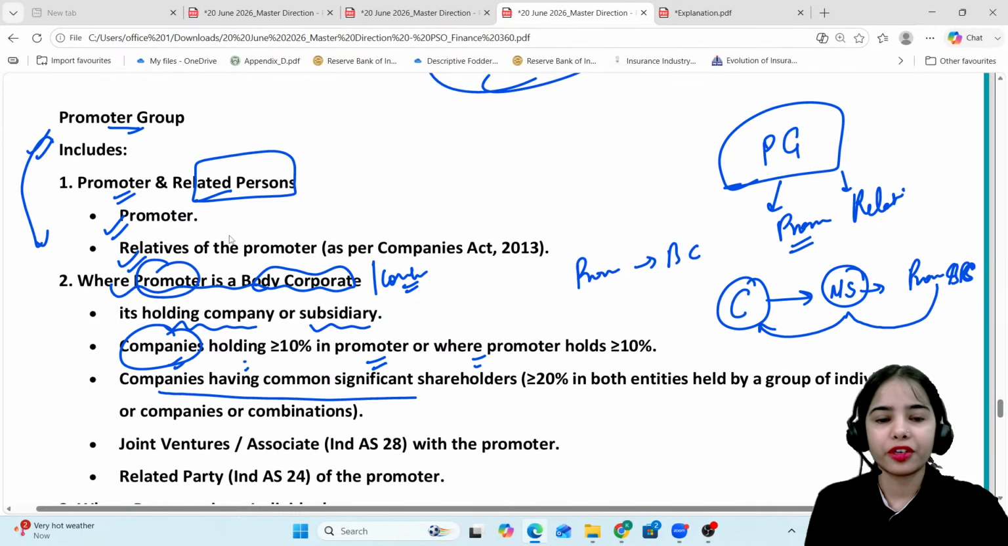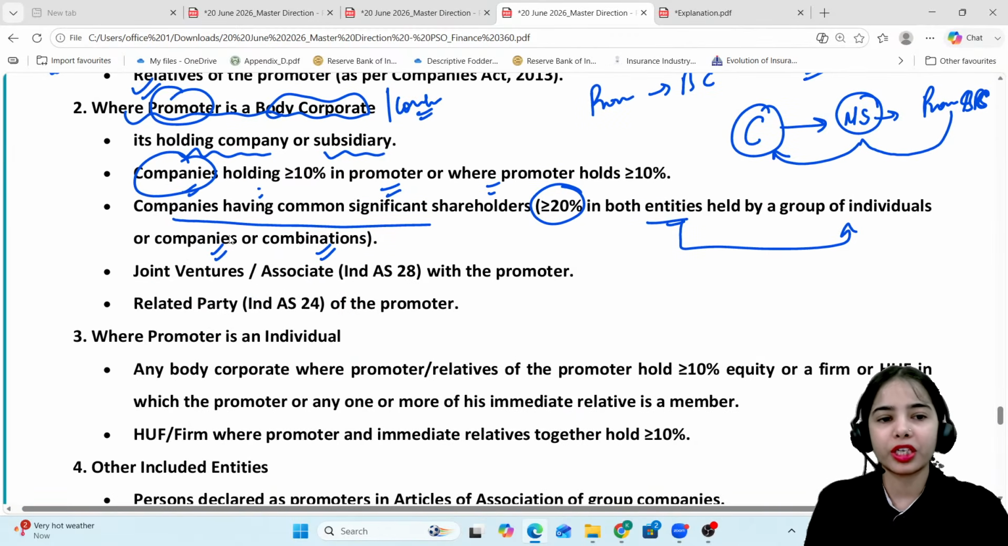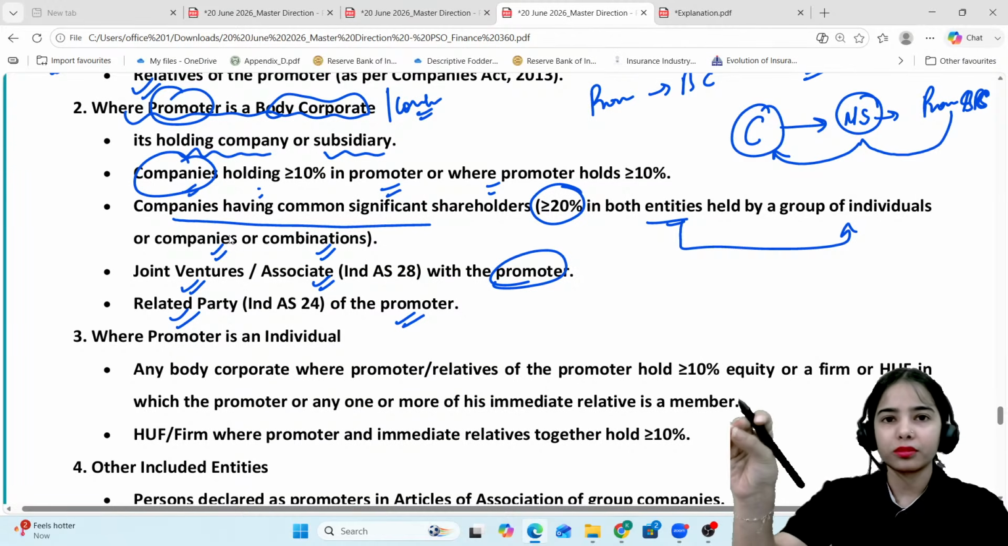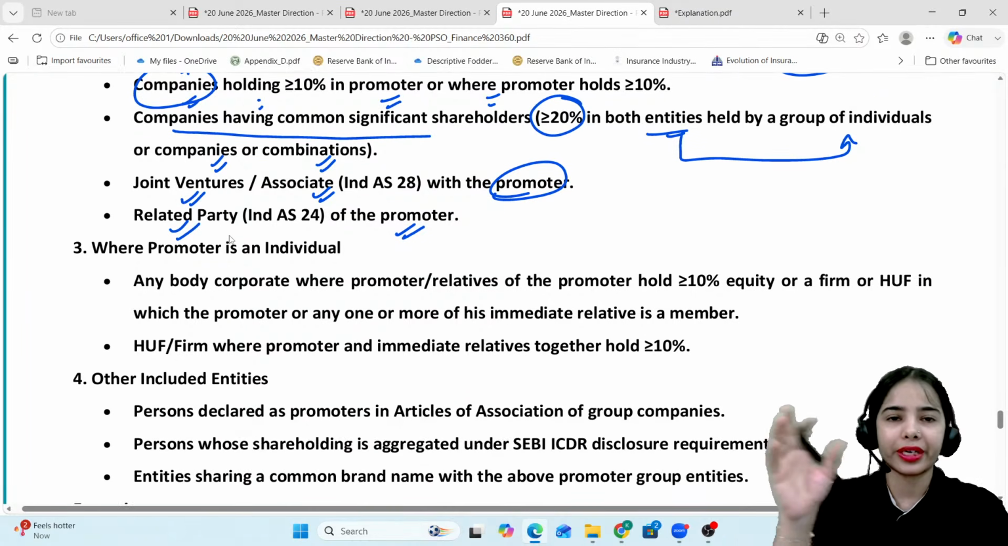Companies having common significant shareholders, where both entities have the same group of individuals or companies or combinations holding 20% or more. If the promoter is a body corporate with a joint venture or associate with the promoter, or if there is a related party of the promoter, meaning they belong to the same group, like Jio Financial, Reliance Telecom, Reliance Power and such.